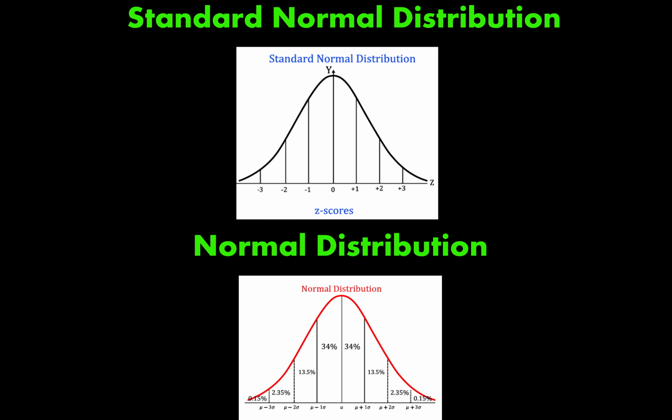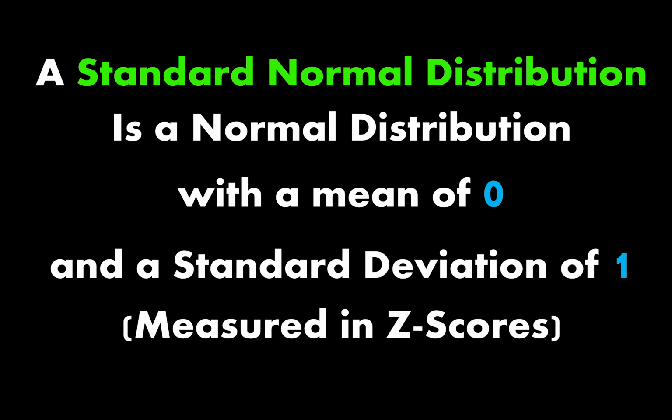A standard normal distribution has the same components, except the horizontal axis is represented by z-scores, and the mean is equal to 0, and the standard deviation is equal to 1. I'm going to repeat this because it's so important. A standard normal distribution is a normal distribution with a mean of 0 and a standard deviation of 1. We will be working with this for the rest of the semester, so make sure you understand this topic.